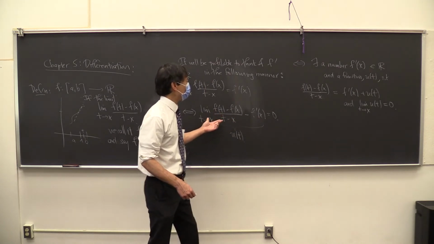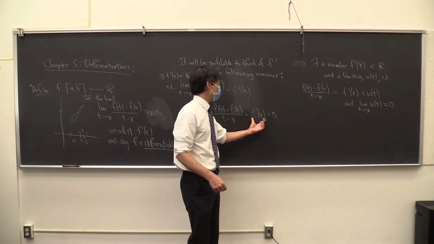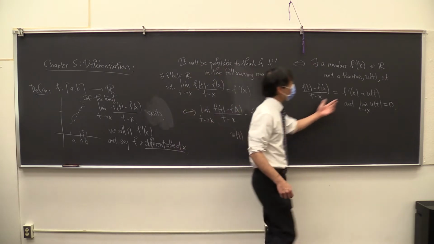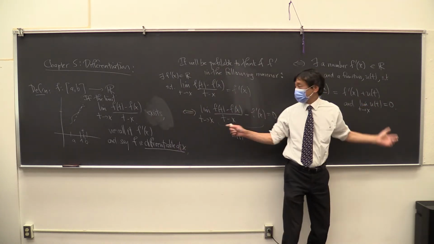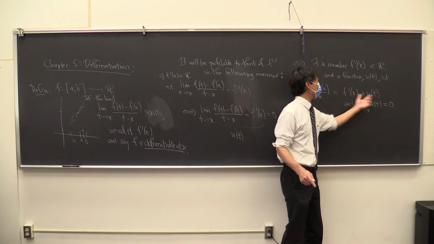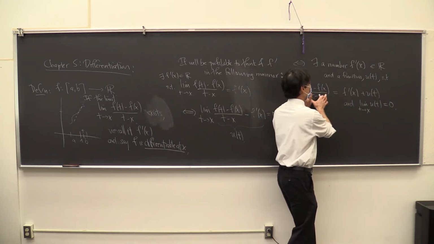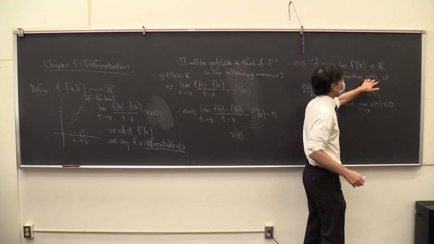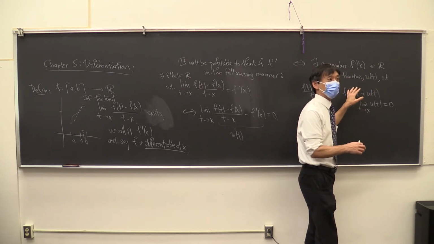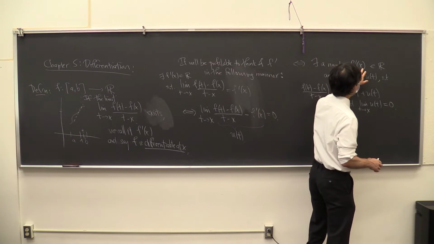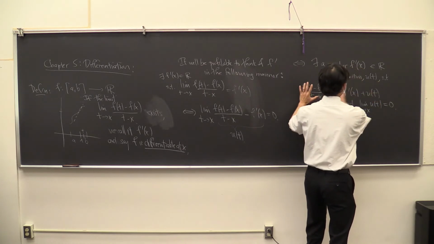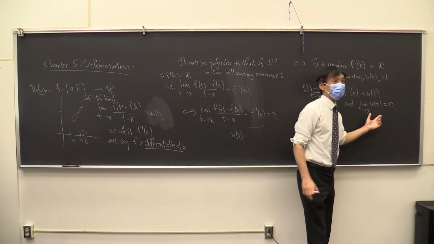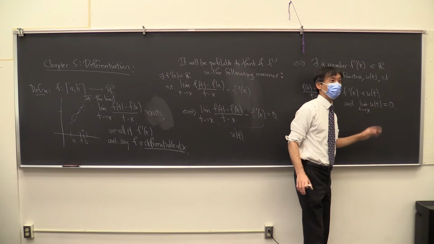So being differentiable means that there's this number and there's this u of t. You see what u of t is? U of t is this thing over here, right? U of t is actually the difference between this and that, right? So adding in this u of t isn't really saying anything more. Okay, so there exists this number f prime and this u of t, which is defined in this way, where the limit of u of t is 0. Right? It's exactly the same thing.